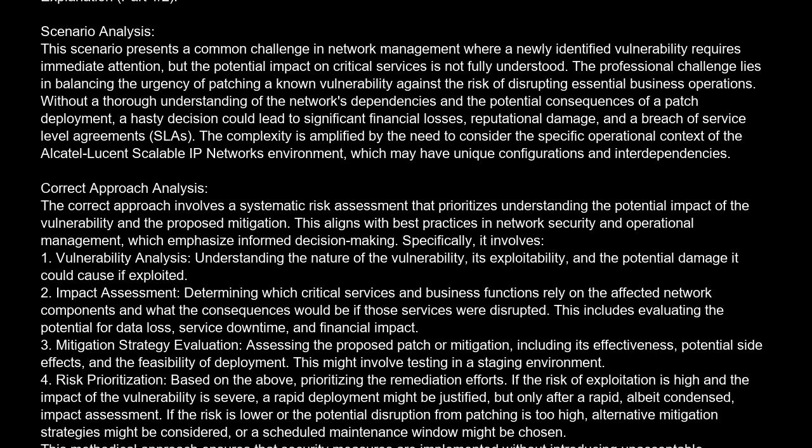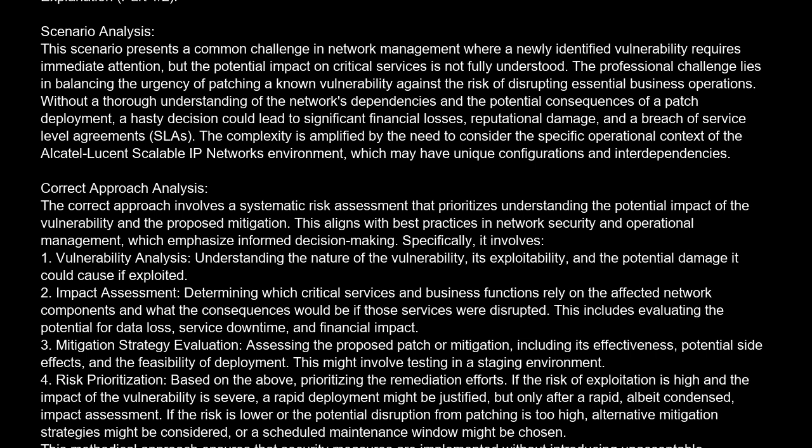Correct approach analysis. The correct approach involves a systematic risk assessment that prioritizes understanding the potential impact of the vulnerability and the proposed mitigation. This aligns with best practices in network security and operational management, which emphasize informed decision-making. Specifically, it involves 1. Vulnerability analysis, understanding the nature of the vulnerability, its exploitability, and the potential damage it could cause if exploited.